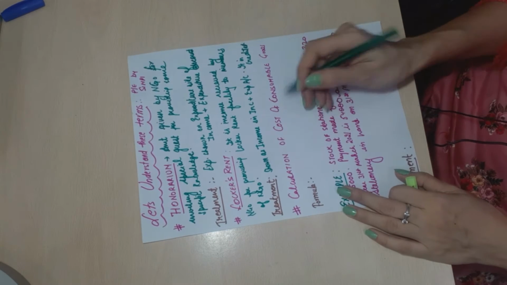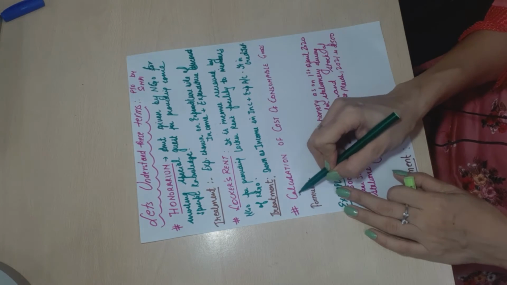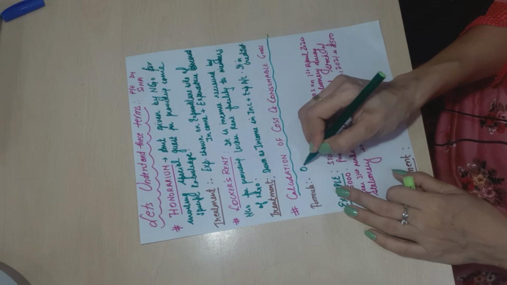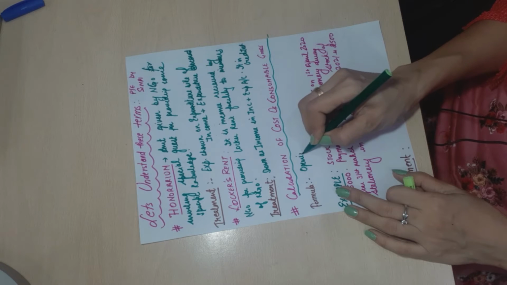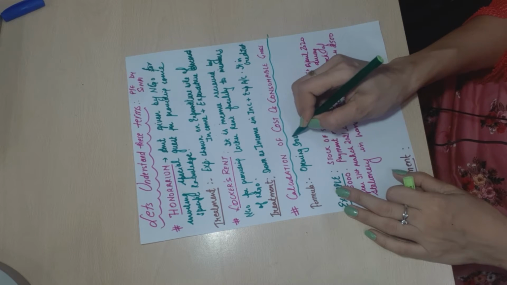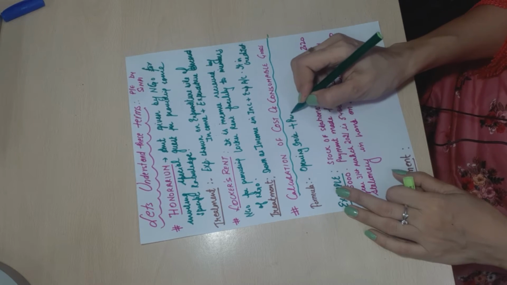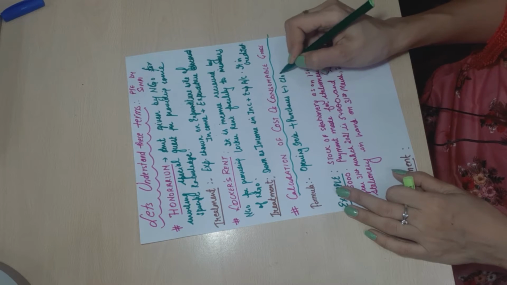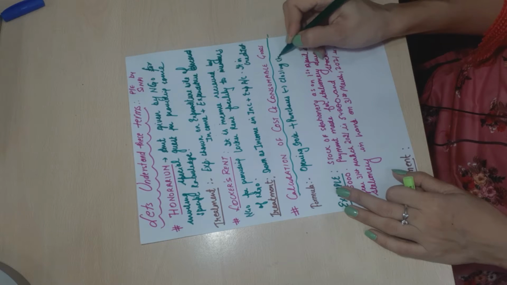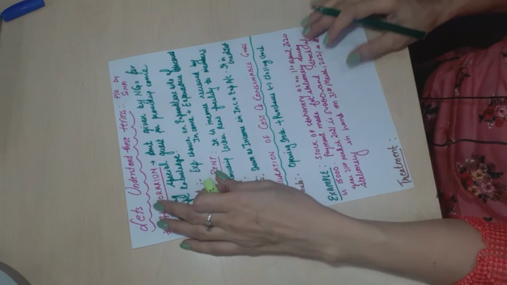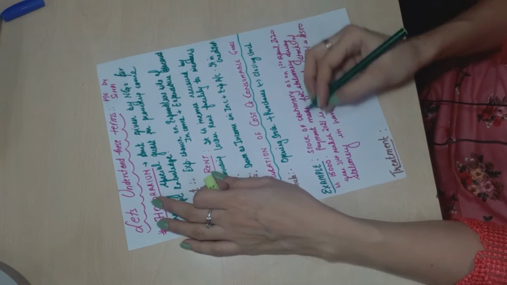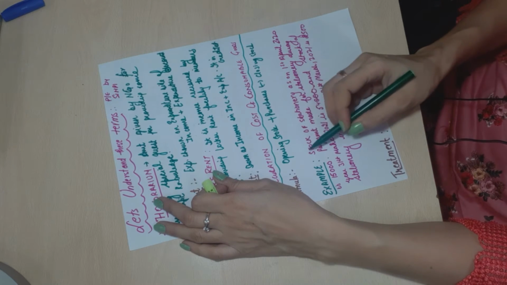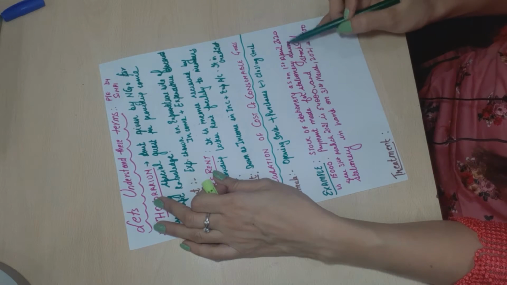Calculation of cost of consumable goods. Now we have to calculate the cost of consumable goods. The formula is this: opening stock plus purchases minus closing stock. Let's better understand this concept with the help of an example, stock of stationery as on 1st April.